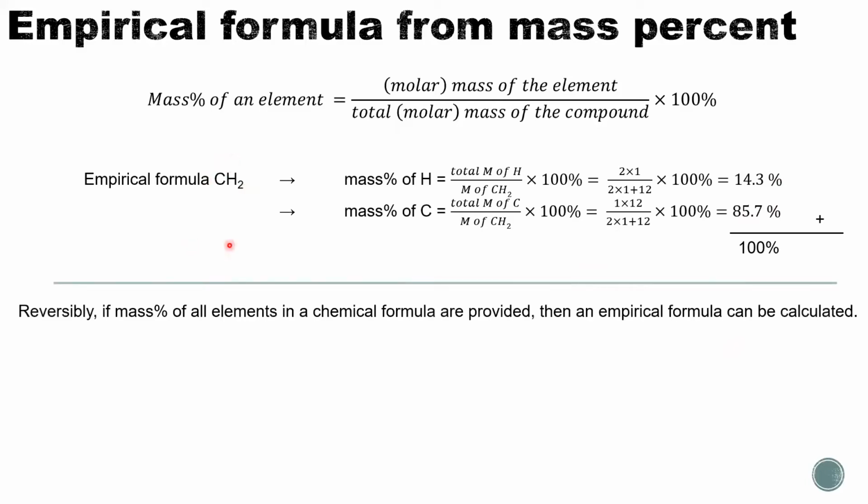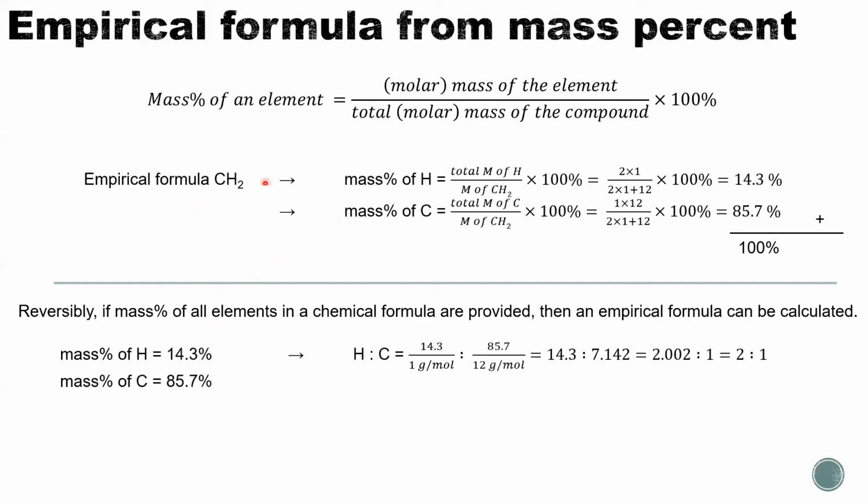Reversibly, if the mass percent of each element is provided, then we can use this to calculate the empirical formula. Take this as an example. If we know the mass percent of hydrogen is 14.3 and the mass percent of carbon is 85.7, we know they add up to 100%. So this compound is only made of hydrogen and carbon.